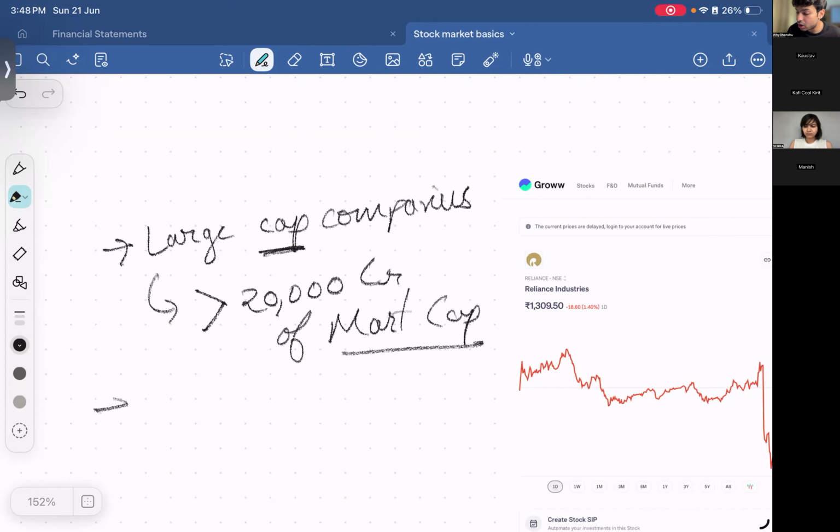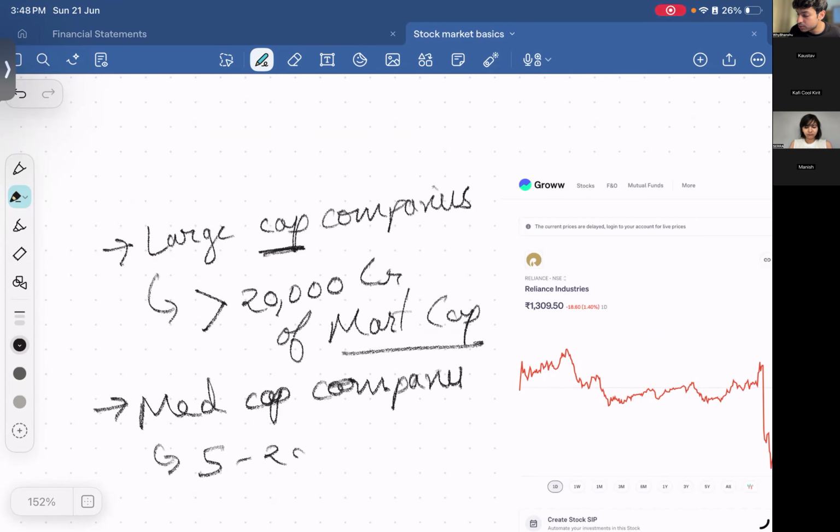Then you have something called medium capitalization, medium cap companies. Medium cap companies are companies with market cap of 5 to 20,000 crores.